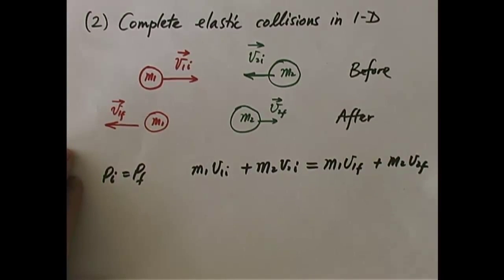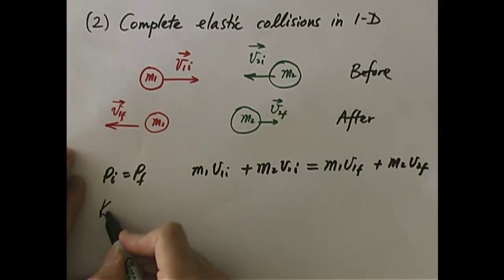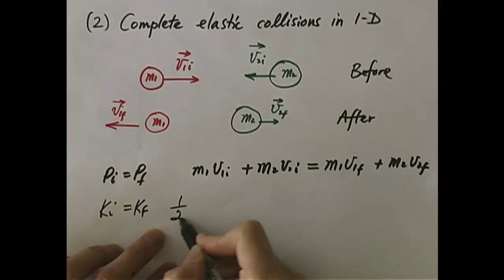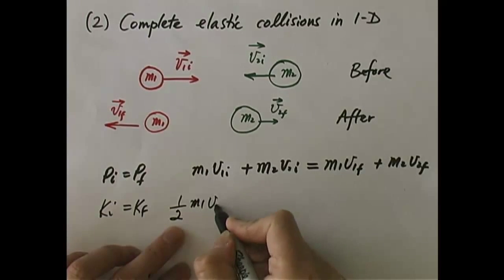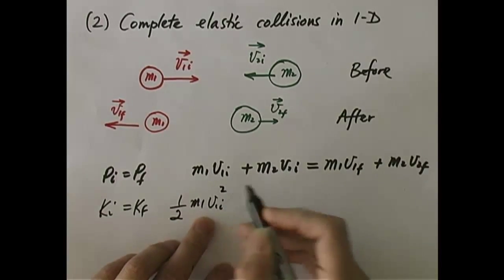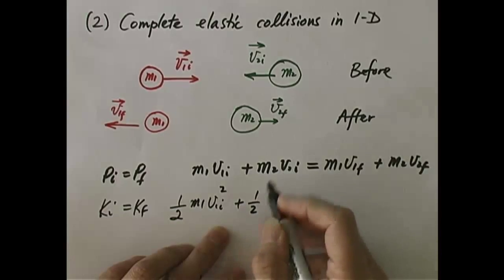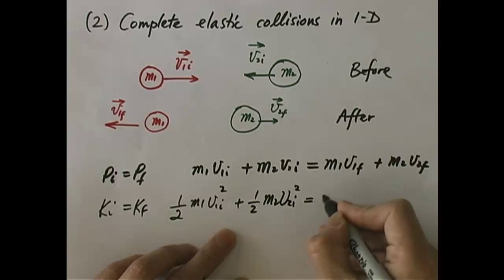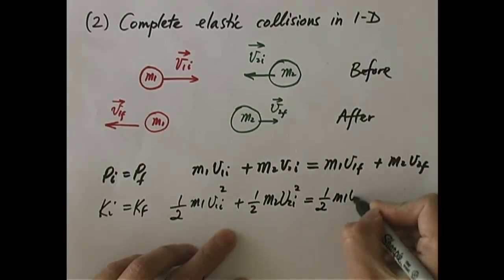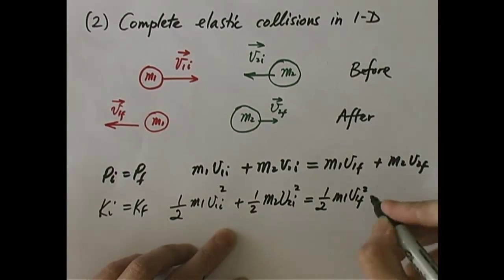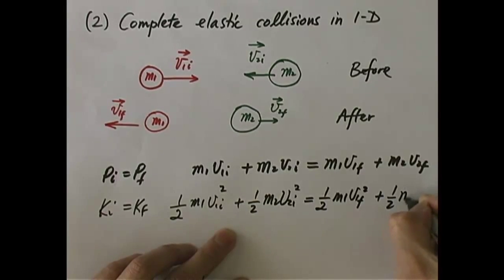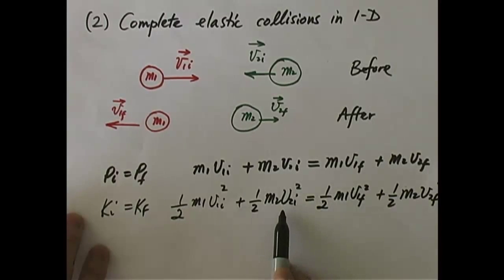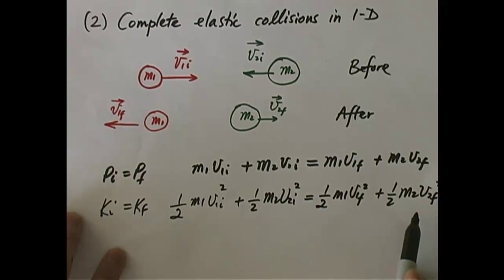Now let me write down the conservation of kinetic energy. K initial equals K final. So before the collision, I have 1/2 M1 V1 initial squared plus 1/2 M2 V2 initial squared equals 1/2 M1 V1 final squared plus 1/2 M2 V2 final squared. Okay. Kinetic energy before the collision equals kinetic energy after the collision.